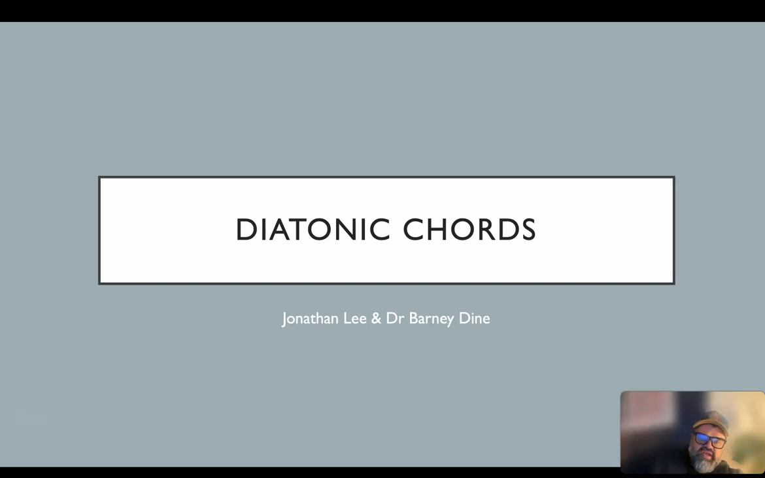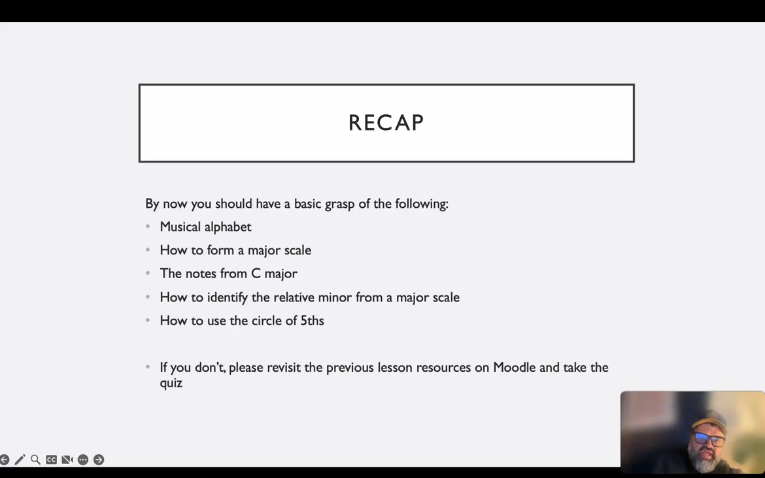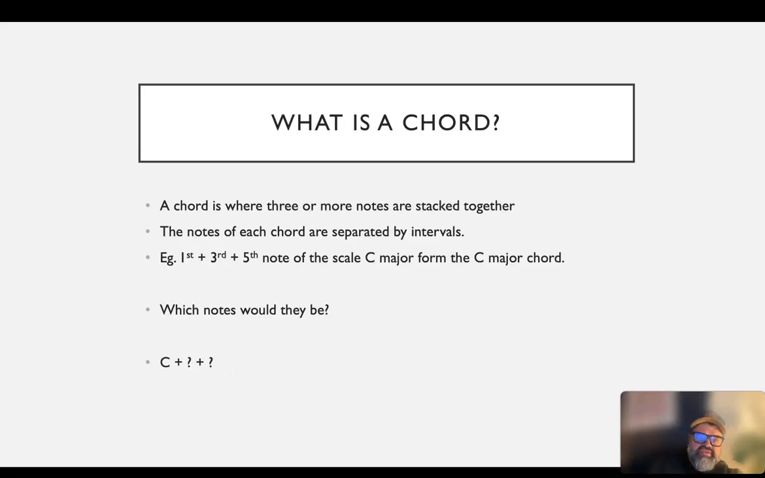So far you will have looked at a few different things. Particularly, you would have looked at the musical alphabet, hopefully, how to form a major scale using intervals, the notes from C major and realizing that that's the start key because there's no sharps, how to identify the relative minor, and how to use the circle of fifths. We've only touched on the circle of fifths, we haven't done the full system yet, but it will be happening in due course. So yeah, you should have a basic grasp of those things.